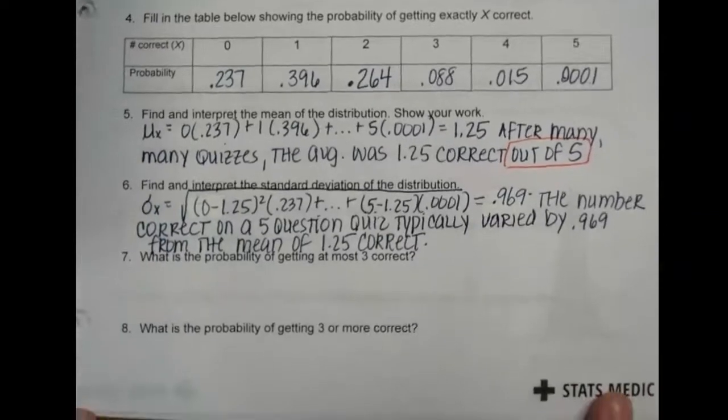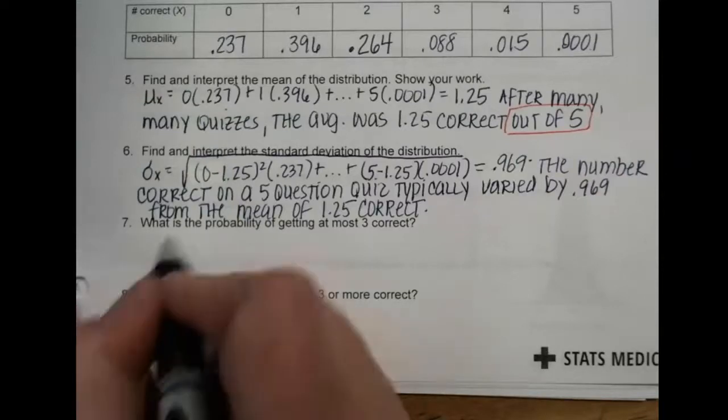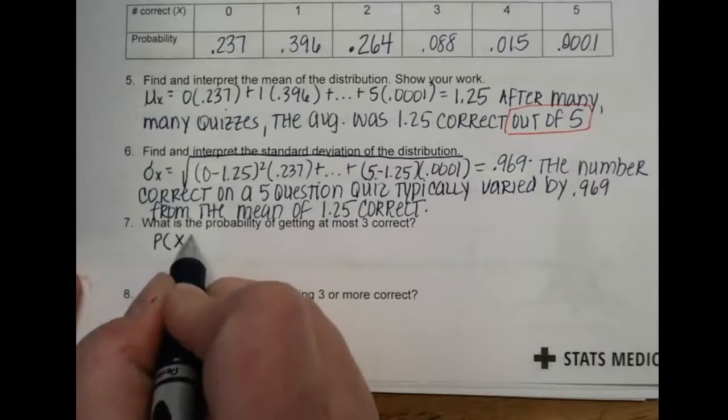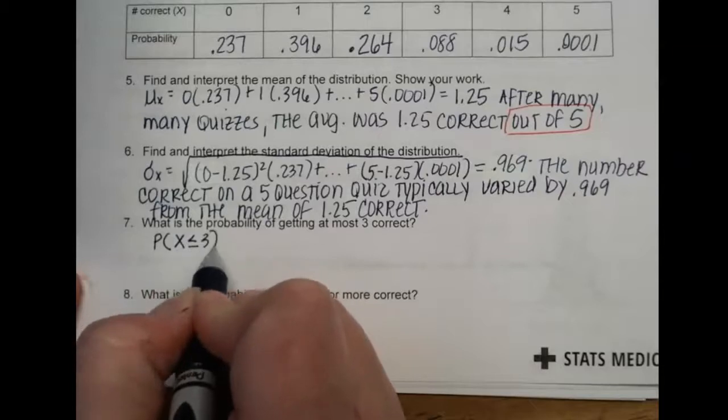All right, so hopefully that went pretty well for you. Let's take a look at 7. We want to know the probability of getting at most 3 correct. So the probability of x at most means less than or equal to 3.